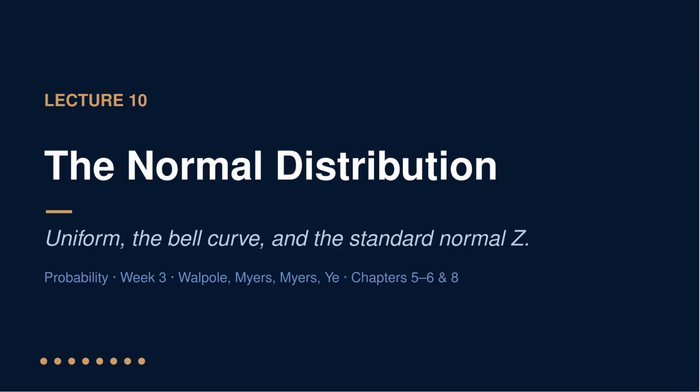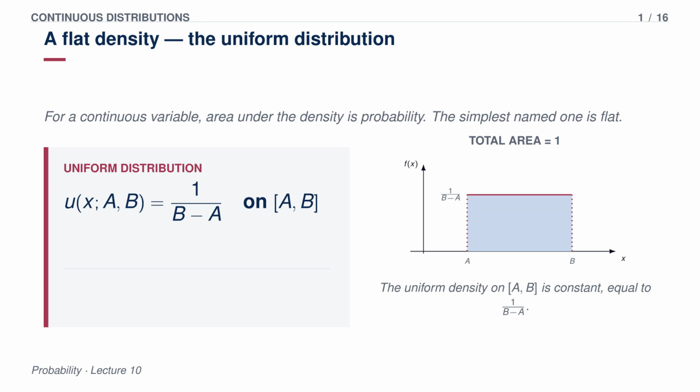Let's get into it. Quick warm-up before the bell. The simplest continuous distribution of all, where every value is equally likely. That's the uniform. On an interval from a to b, the density is just a flat line at height 1 over b minus a. Right, just a flat shelf. And 0 everywhere outside the interval. The variable simply never lands there.